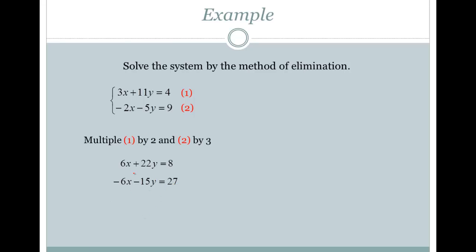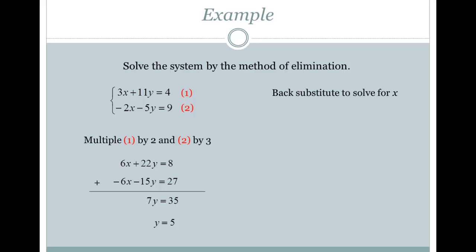At this point, I can now add them. These are still the same equations. I haven't changed the integrity of either one of them because I multiplied both sides by the same number. If I simply add those two equations now, the x term is going to cancel off, and I'm going to be left with 7y is equal to 35. Divide by 7, I get 5.